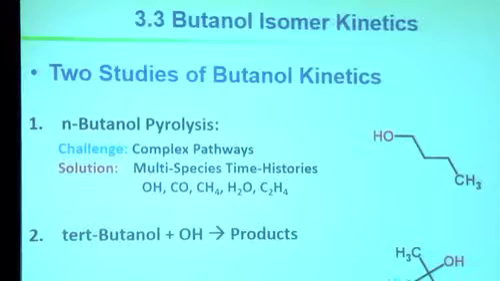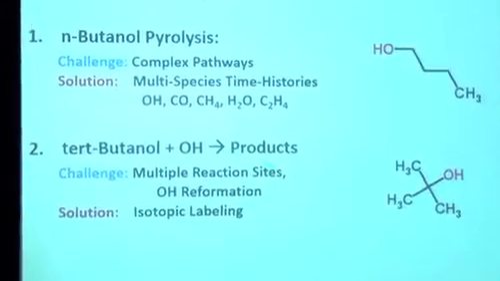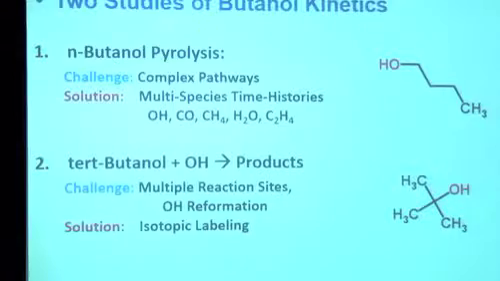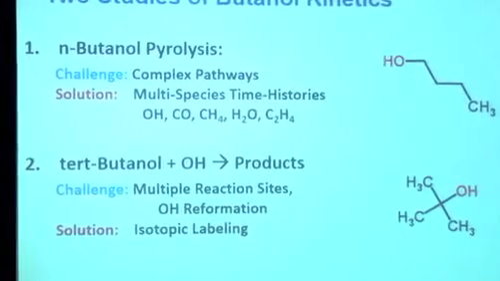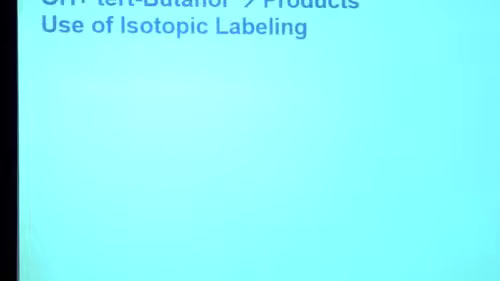This is this structure. We're going to see that the problem with this one is that when OH reacts with this, it can sometimes release an OH, and it confuses the measurement. And we use something called isotopic labeling to solve that problem. Okay, so does that mean that I'm not going to talk about the first one? Maybe it does. Let's see. Okay, looks like I'm not going to tell you about the butanol pyrolysis.